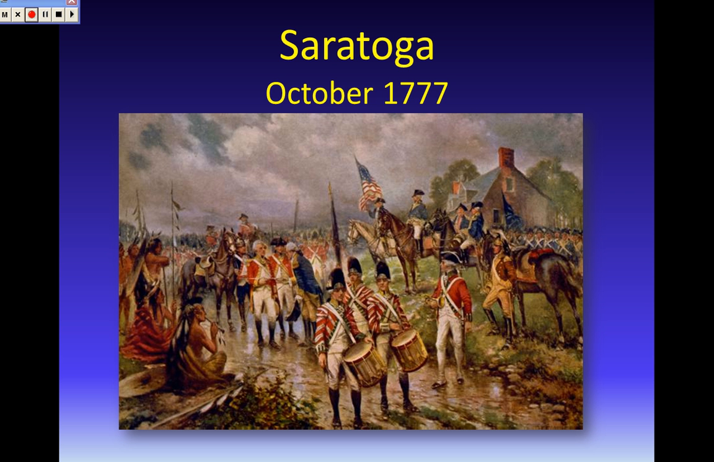But these aren't just Hessians or other mercenaries, soldiers for hire. These are the actual British troops. This is a well-trained regiment of the Redcoats, the British Army, that lose to Horatio Gates here. So Horatio Gates is boosted to celebrity status. It's the first time that the Americans have defeated an actual band of British Redcoat soldiers.